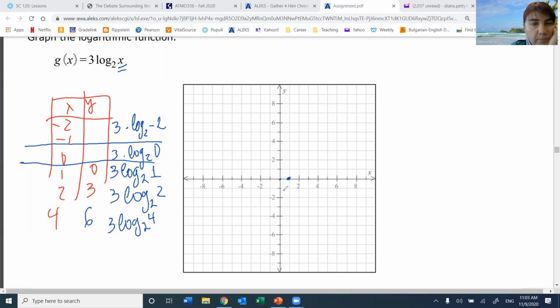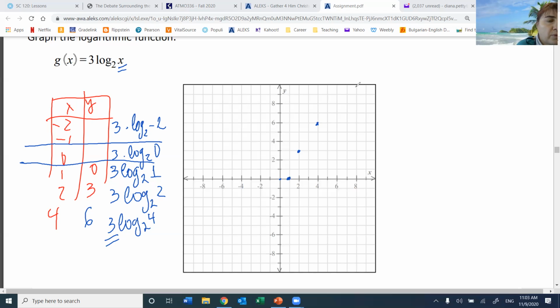The y is 0. Okay. Then when x is 2, the y is 3. 1, 2, 3. When x is 4, this is 6. Well, it looks a little steep because it's multiplied, right? It's okay. So I think this whole thing.